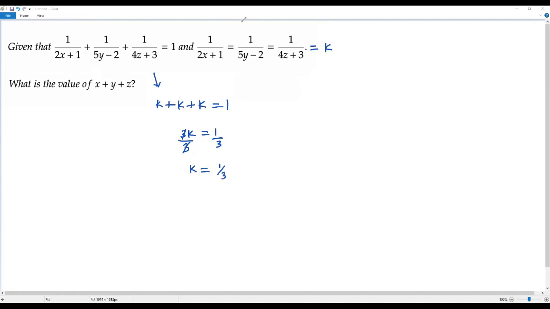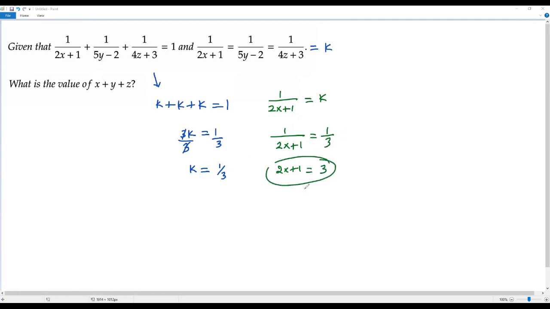As we have assumed, the value of this expression is equal to k. So let's take this one, that is 1/(2x+1) equals k. For this k, we can plug in the value 1/3. Now we can take a reciprocal on both sides of this equation. The reciprocal of this one is 2x+1. The reciprocal of this one is just 3.